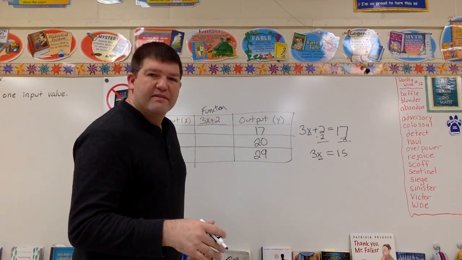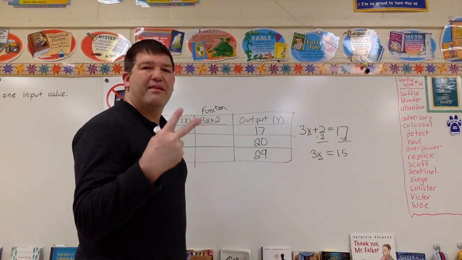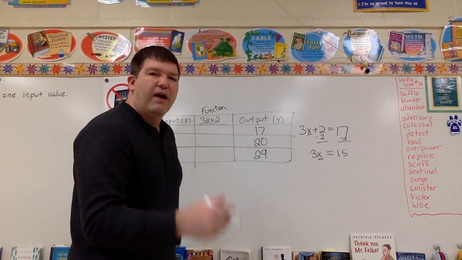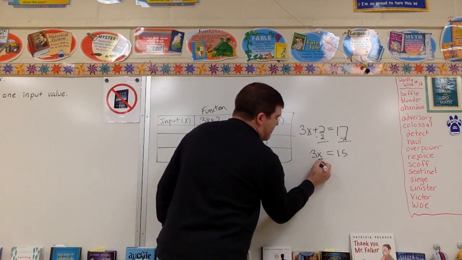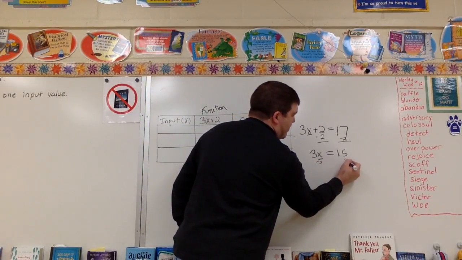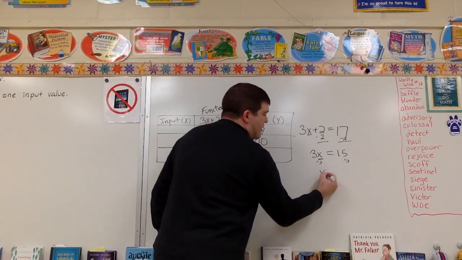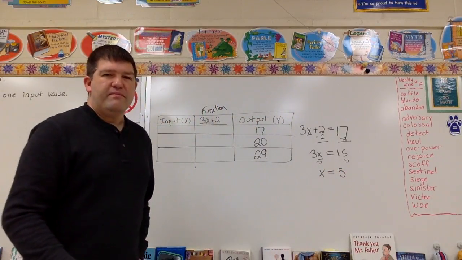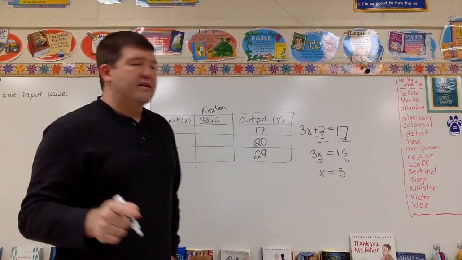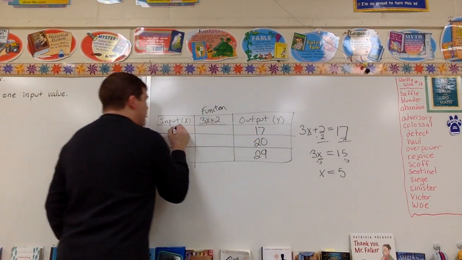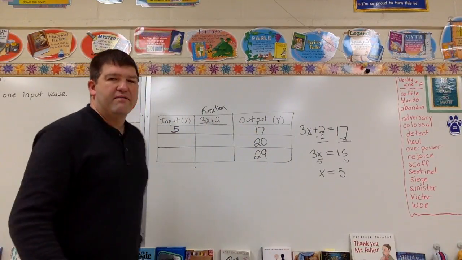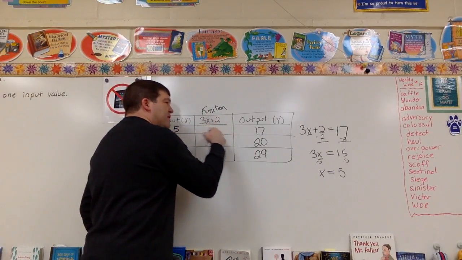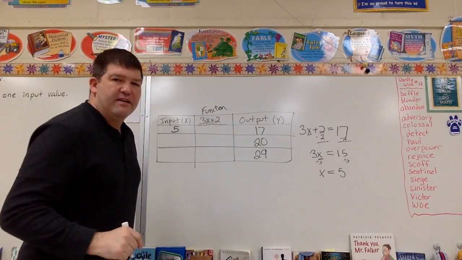Now, I can get rid of what's next to the x. What's happening to x? It's being multiplied by 3. So I have to do the inverse, divide it by 3. Divide that by 3, divide that by 3. That gives me x equals 5. So I'm suggesting that on this one, my input is 5. If I put 5 in, it does this function, it's going to give me 17.